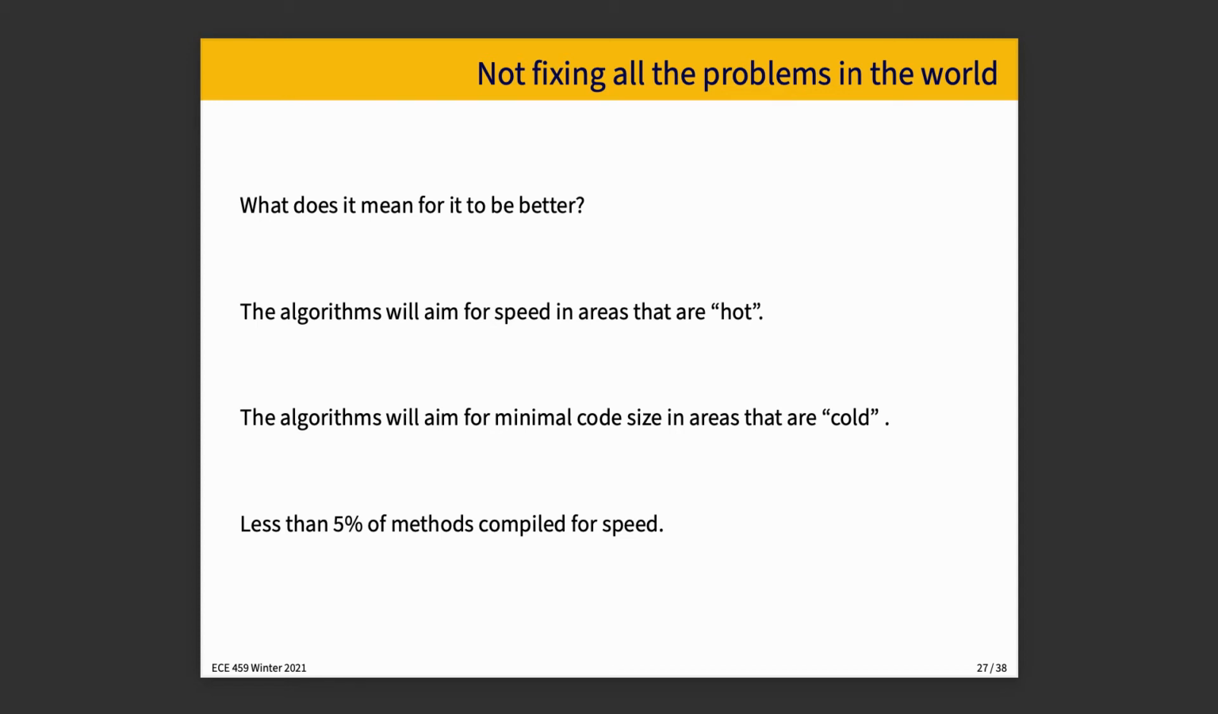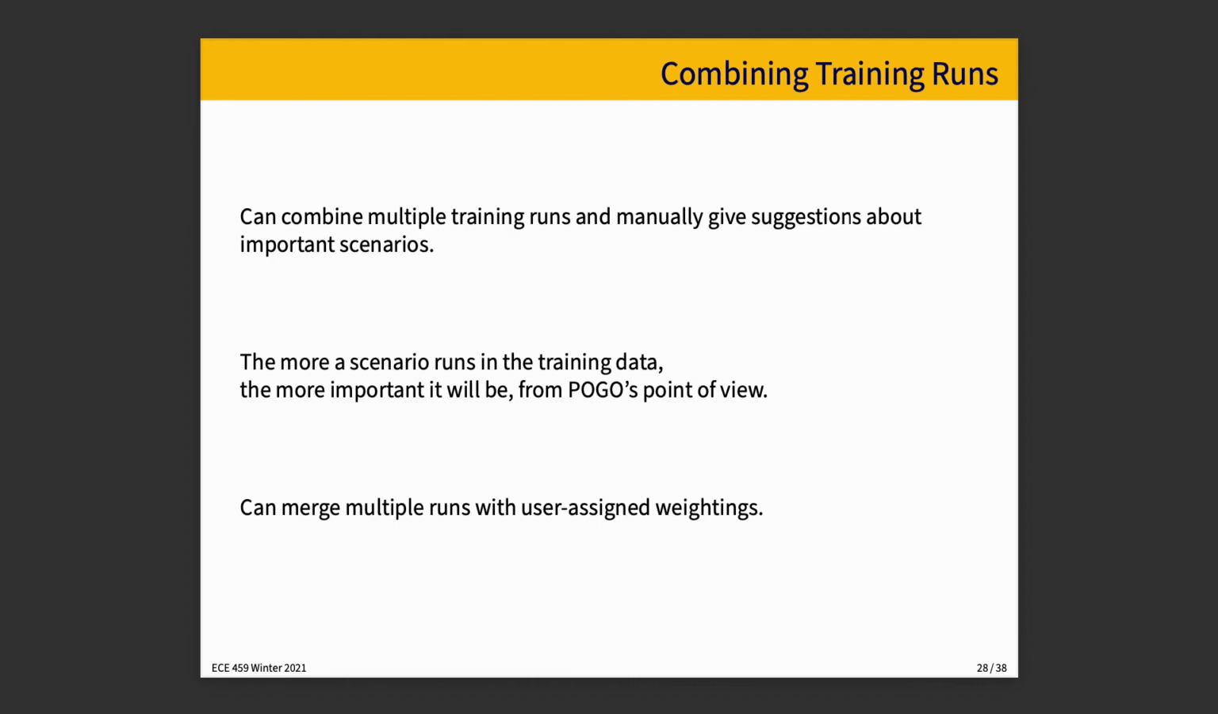And we estimate that something like under 5% of the methods should be optimized for speed. You can't optimize everything for speed, otherwise it stops being effective. You're not getting the outcome that you want. All right.